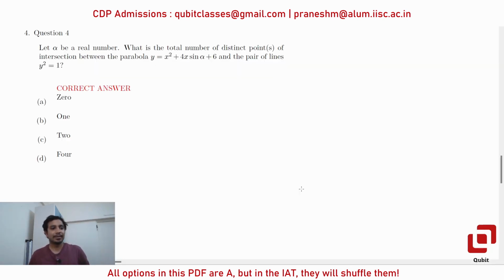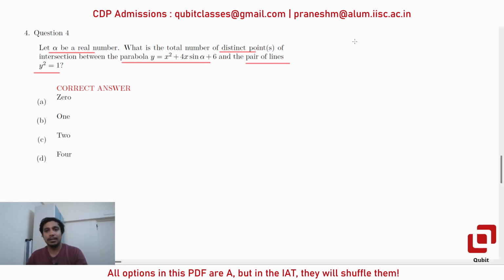Question 4. Let alpha be a real number. What is the total number of distinct points of intersection between the parabola y is equal to x squared plus 4x sine alpha plus 6 and the pair of lines y squared equal to 1? Acha. Now there are a few things here which we must know to solve this particular problem.